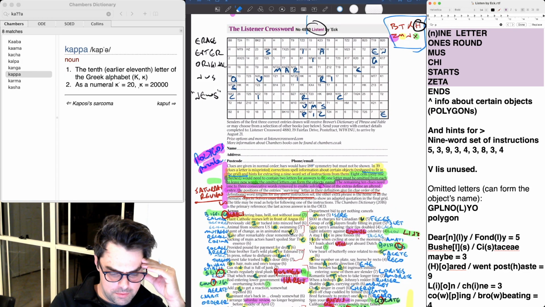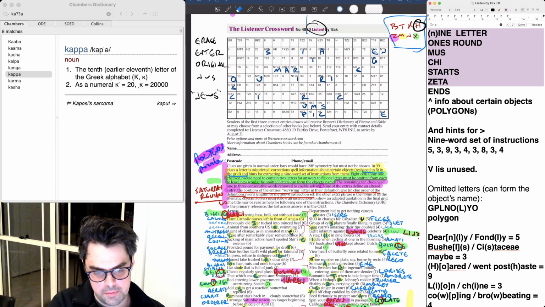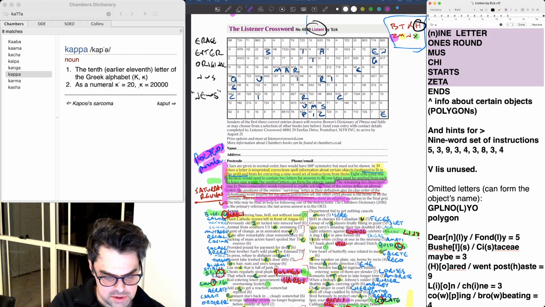We're told in the preamble that solvers must follow all instructions to show an adapted quotation in the final grid.